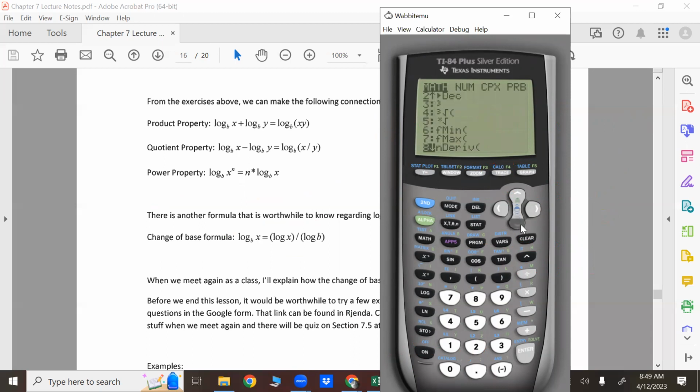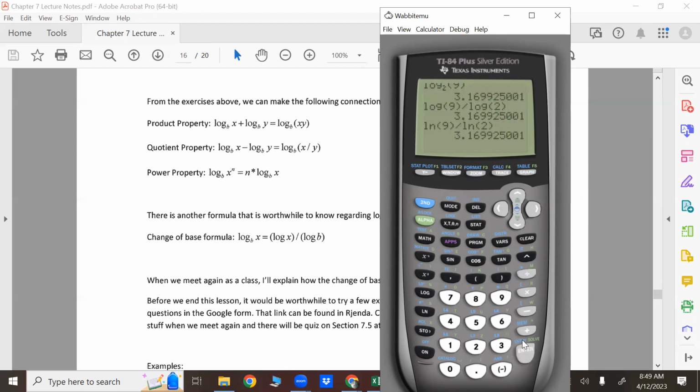Now, this change of base feature on your calculator, if you hit math and then option A, it's there. Or if you hit alpha window, it's there. When I took this class almost 30 years ago, my calculator did not have this feature. I had to do log 9 divided by log 2. You get the same exact thing. This is called the change of base formula. Or if I did ln 9 divided by ln 2, I get the same thing.